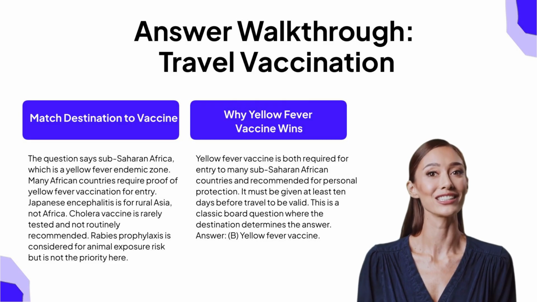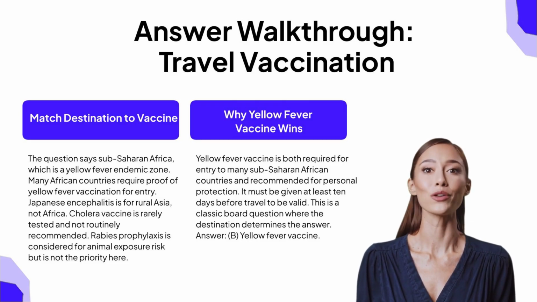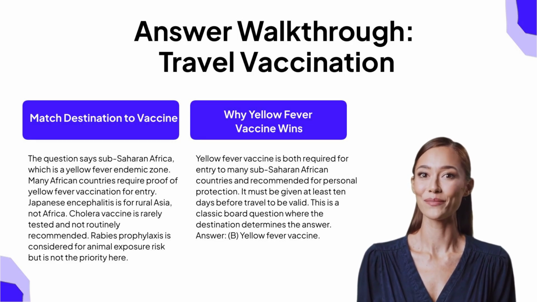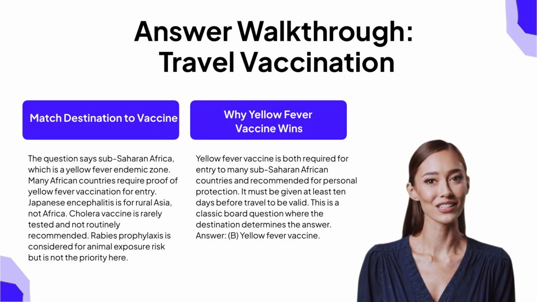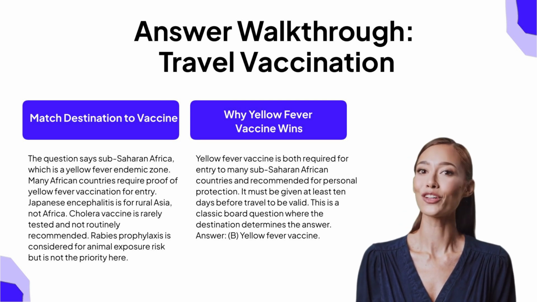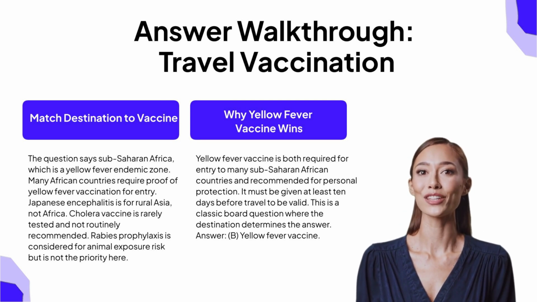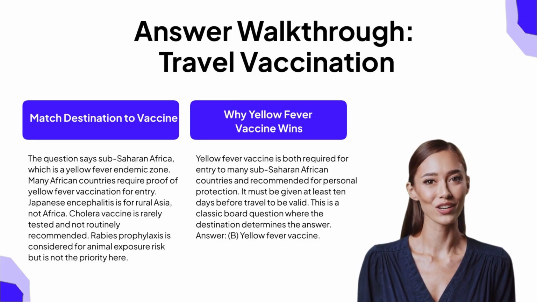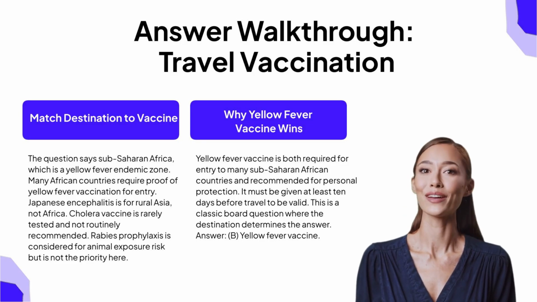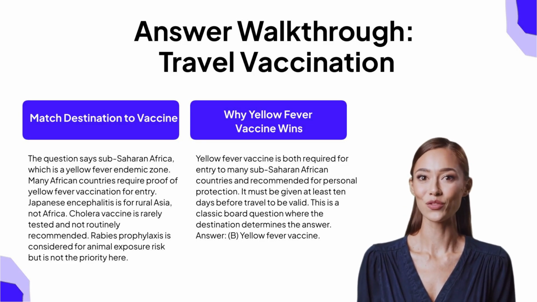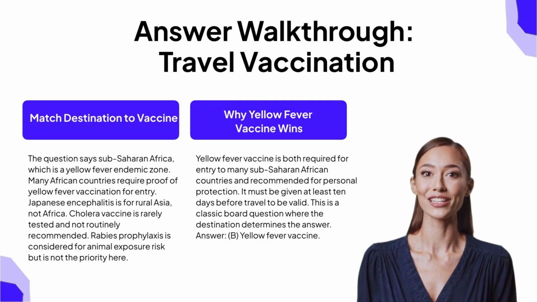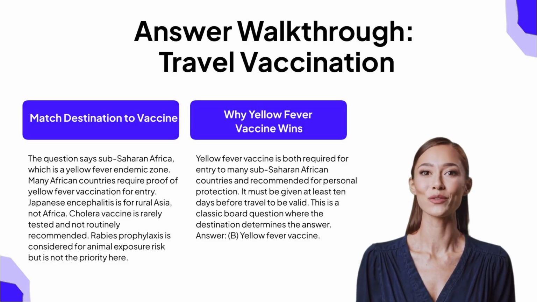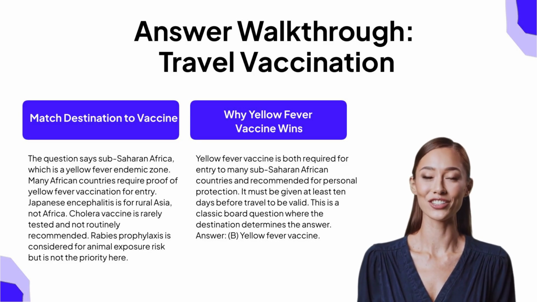Japanese encephalitis vaccine is for rural Asia, especially prolonged stays with rice paddies and pig farming areas, so that is a distractor. Cholera vaccine is rarely recommended or tested. Rabies pre-exposure prophylaxis would be reasonable for someone with high animal contact risk, but it is not the most important vaccine for this scenario. Also remember that yellow fever vaccine must be given at least 10 days before departure to count. The correct answer is B, yellow fever vaccine. Review the travel vaccine destination table in your board resources to solidify these associations.